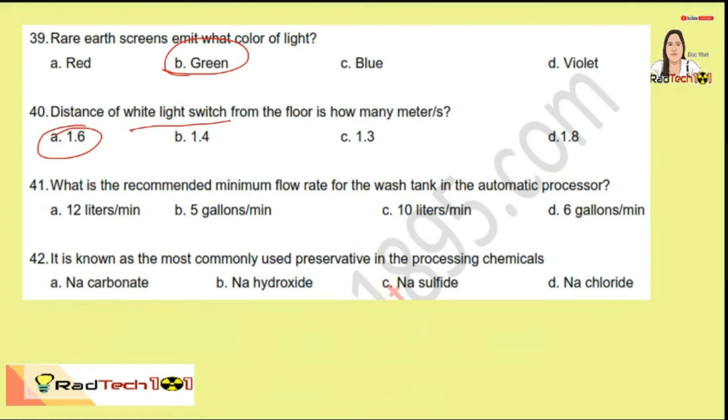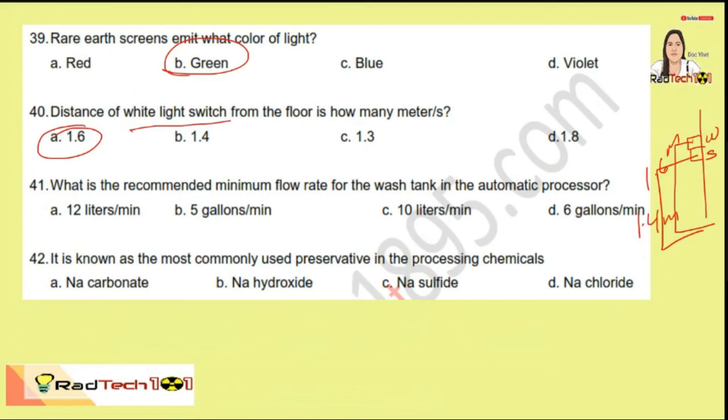Okay, so for example, ito yung wall natin. Ito yung dalawang switches ng ating safe light and white light. So, ang white light, dapat from the floor is 1.6 meters. So, this is the safe light, and this is the white light. Ang safe light is 1.4 meters. Ang height ng switch, ha?